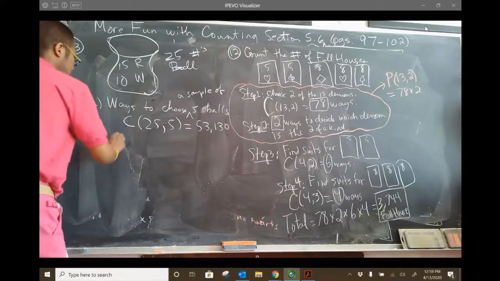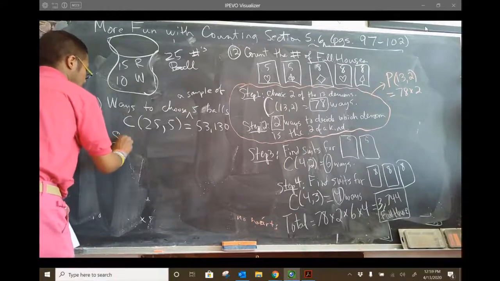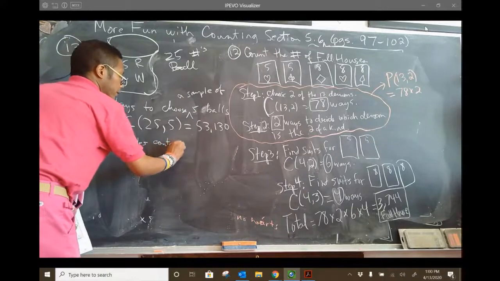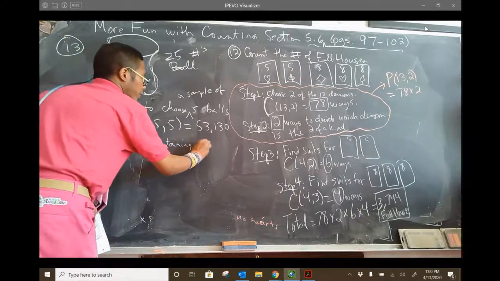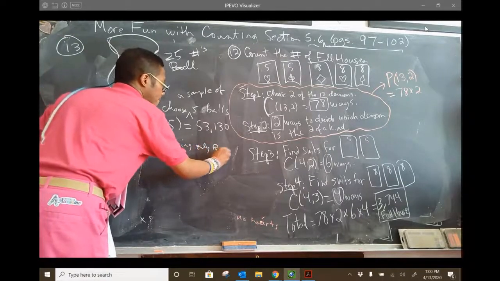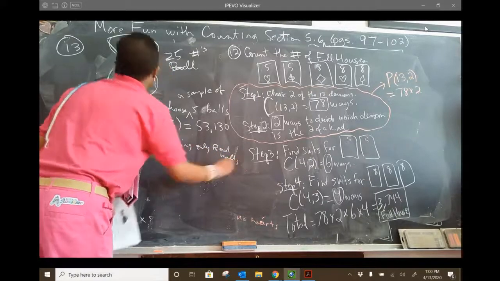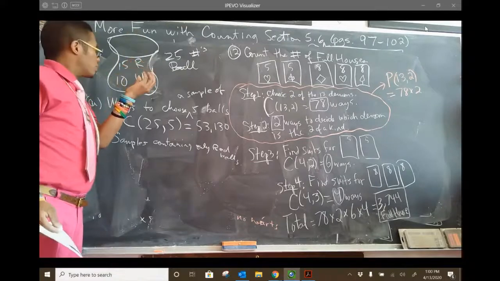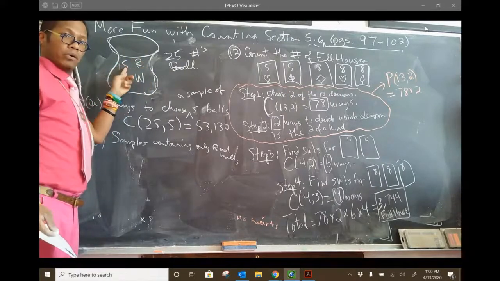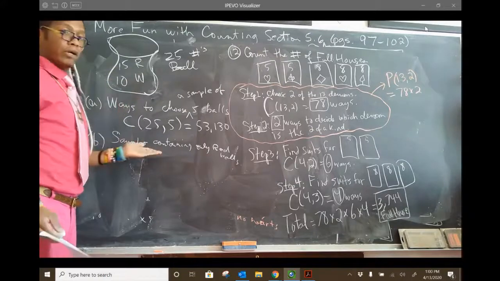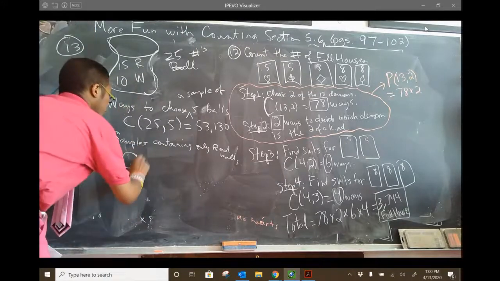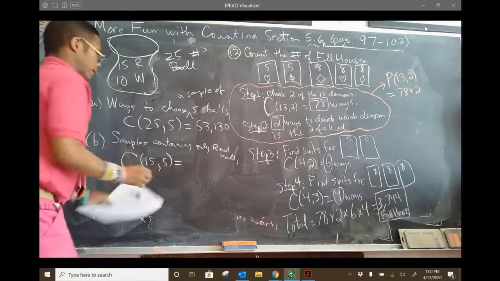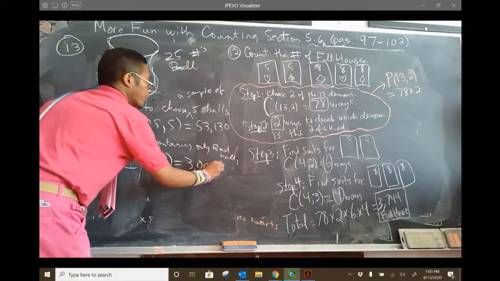Okay, how many samples containing only red balls? So I put my hand in here and I picked it out and I have only red balls. Well, I only have 15 red balls total. Choose 5 of them. Again, no thinking zone. Number of ways to do this: of the 15 red balls, choose 5, and that's 3,003 samples.